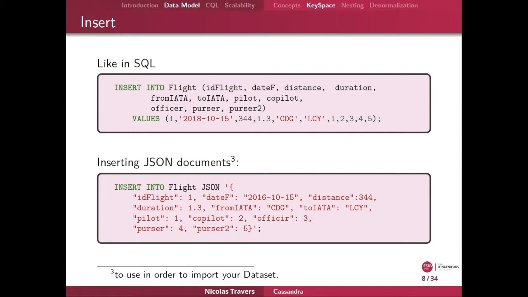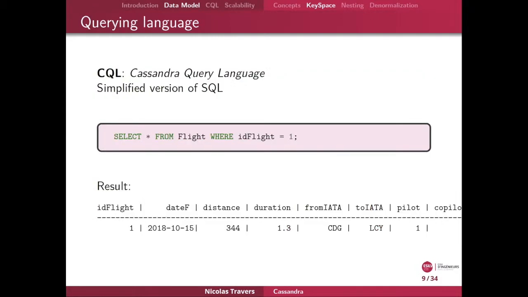In order to insert information, it's very simple. We use only insert into with the schema and the values. But we can see here that we can also integrate data with JSON documents. To query the data, we'll see that SQL is very simple. It's a simplified version of SQL. Here you can see that select from where is used in order to look at the first flight, which is identified by the ID flight number 1.